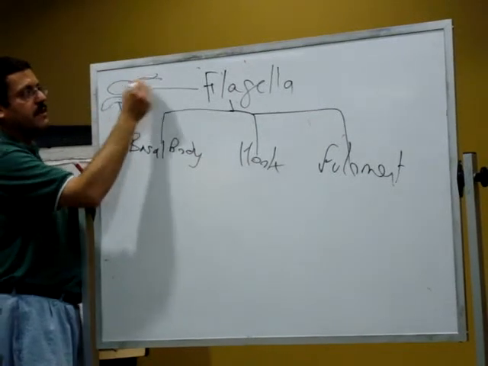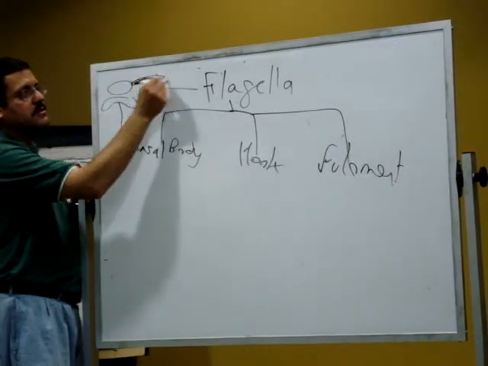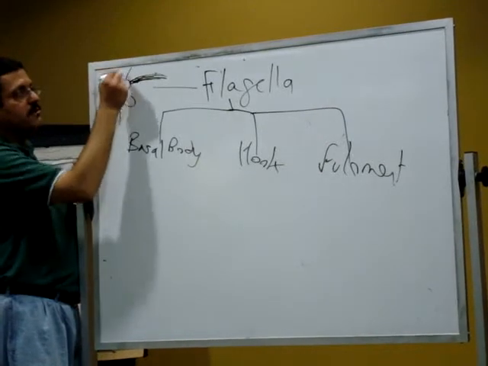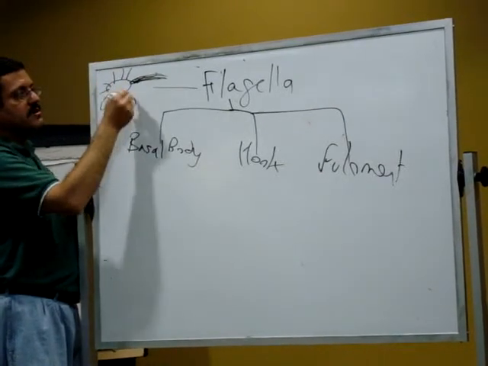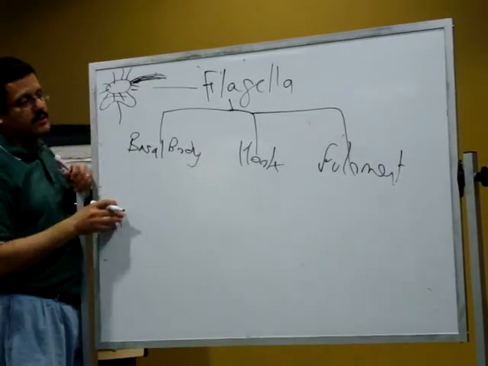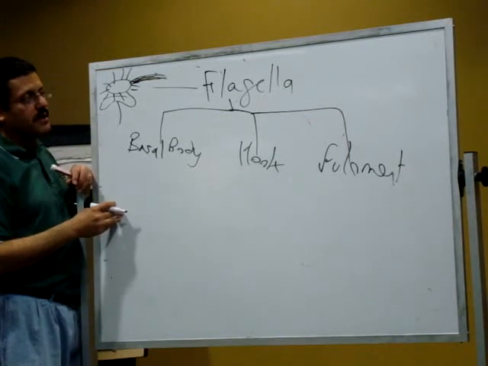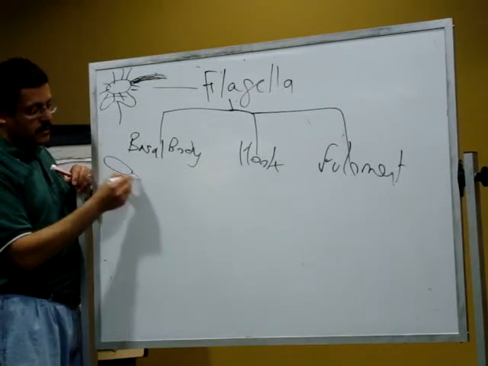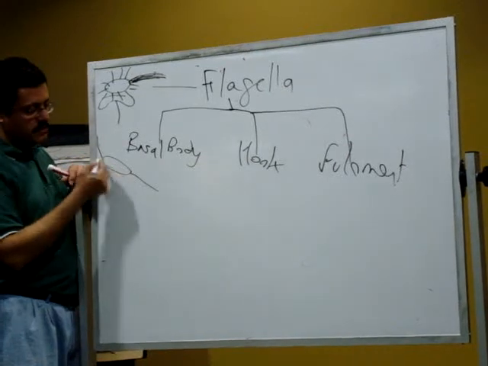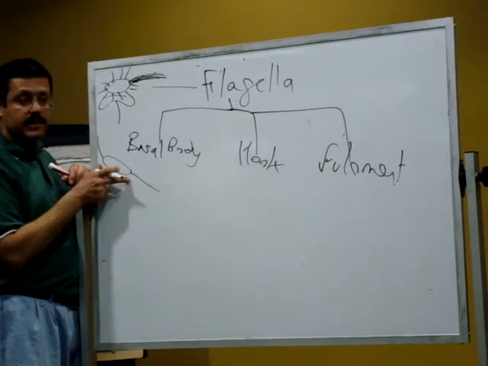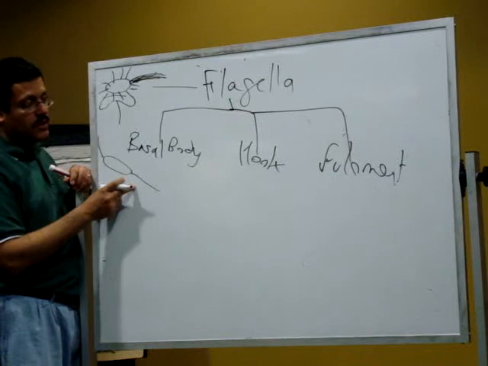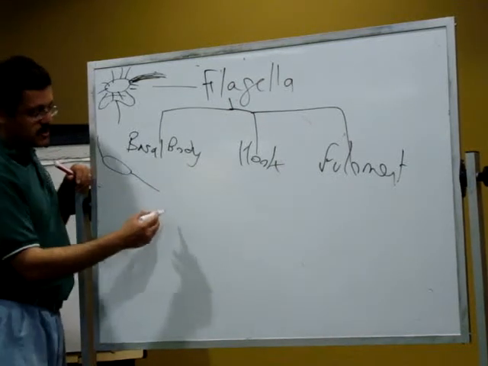If you see them in a bunch, that's lophotrichous. If you see them all over the surface, that's peritrichous. These are all in the notes, I'm just summarizing them here. If you see them one on each side, that's amphitrichous. Now, this is what they look like.